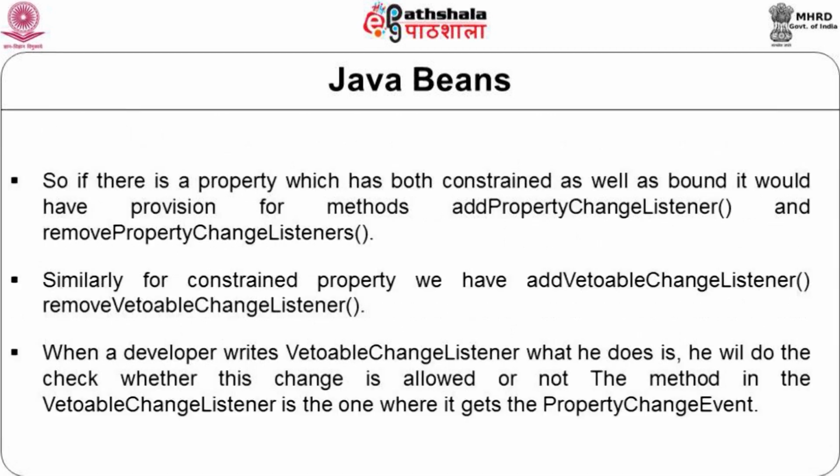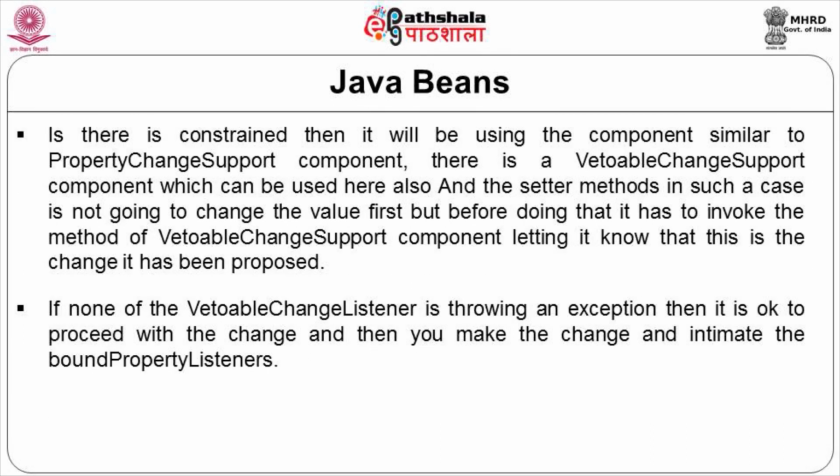So, if there is a property which is both constrained as well as bound, it would have provision for methods like add property change listener and remove property change listener. Similarly, for a constraint property we will have add vetoable change listener and remove vetoable change listener. When the developer writes a vetoable change listener, he has his logic to check whether this change is to be allowed or not.